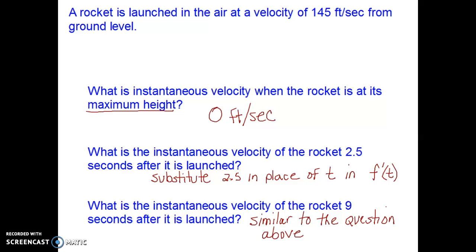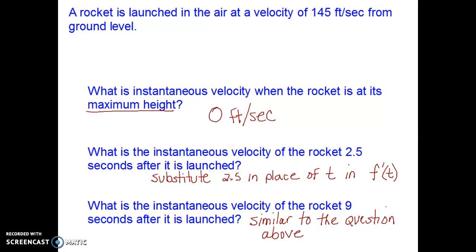Okay, my next question. What's the instantaneous velocity at maximum height? That is always 0 feet per second. An object will automatically stop as soon as it reaches its maximum point, then it will gain speed again as it comes downwards.